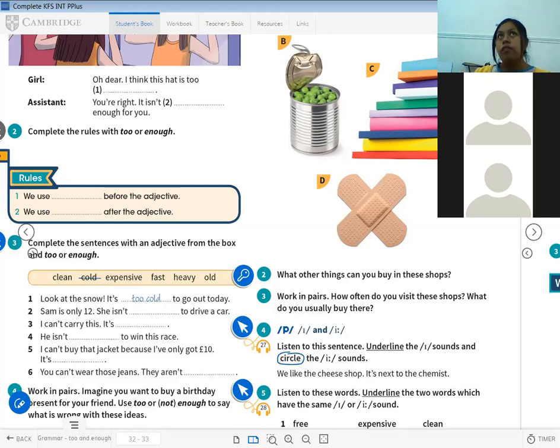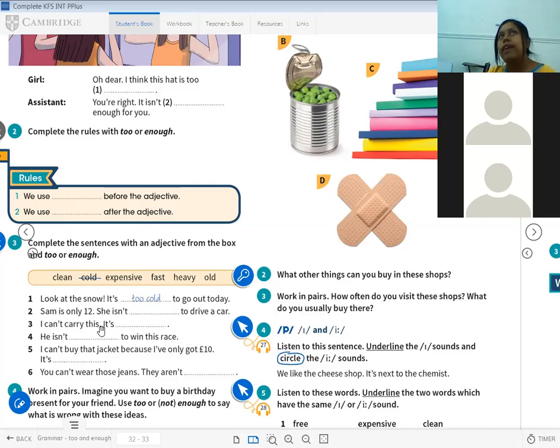Okay. Do you have the answers? Okay. So let's start with number 2. Sam is only 12. She isn't enough. Okay, in this case, we have to write 2 words. Ale, tenemos que escribir 2 palabras. Yes, enough and old. She isn't old enough. Very good. To drive a car.